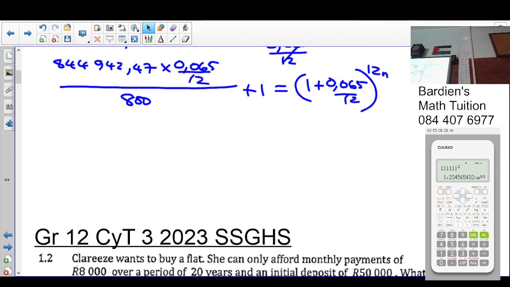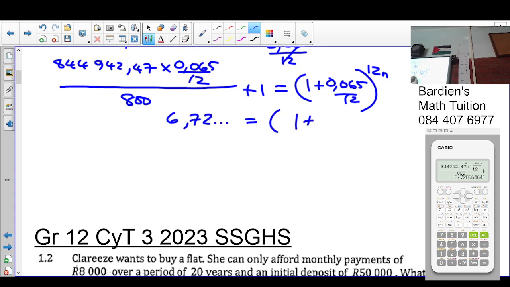So what I'm going to do is I'm going to work that out. So it's 844,942.47, that's just multiplied by 0,065 over 12, and that is over 800 plus 1. That's 6,72. Okay? That's 6,72, and of course the number carries on, equals 1 plus 0,065 over 12 to the 12n.